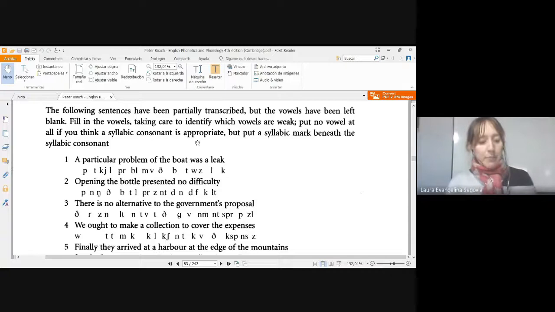Okay. What do you think is the pronunciation of this first word? How would you pronounce that word? This one. Okay, good. Which one? Yes. Good. Very good. So it's a particular. It's not a, it's not a. It's a particular problem of the boat was the leak.